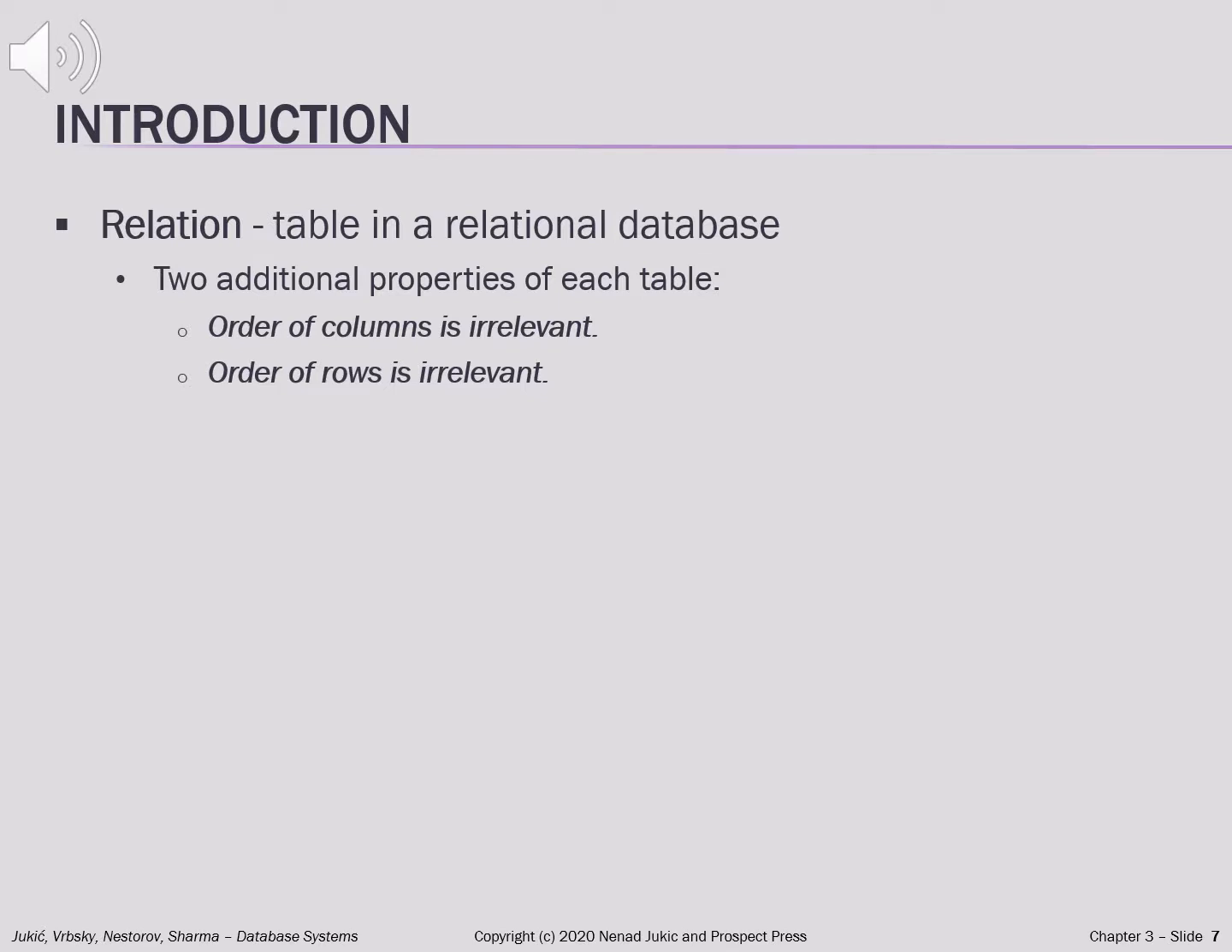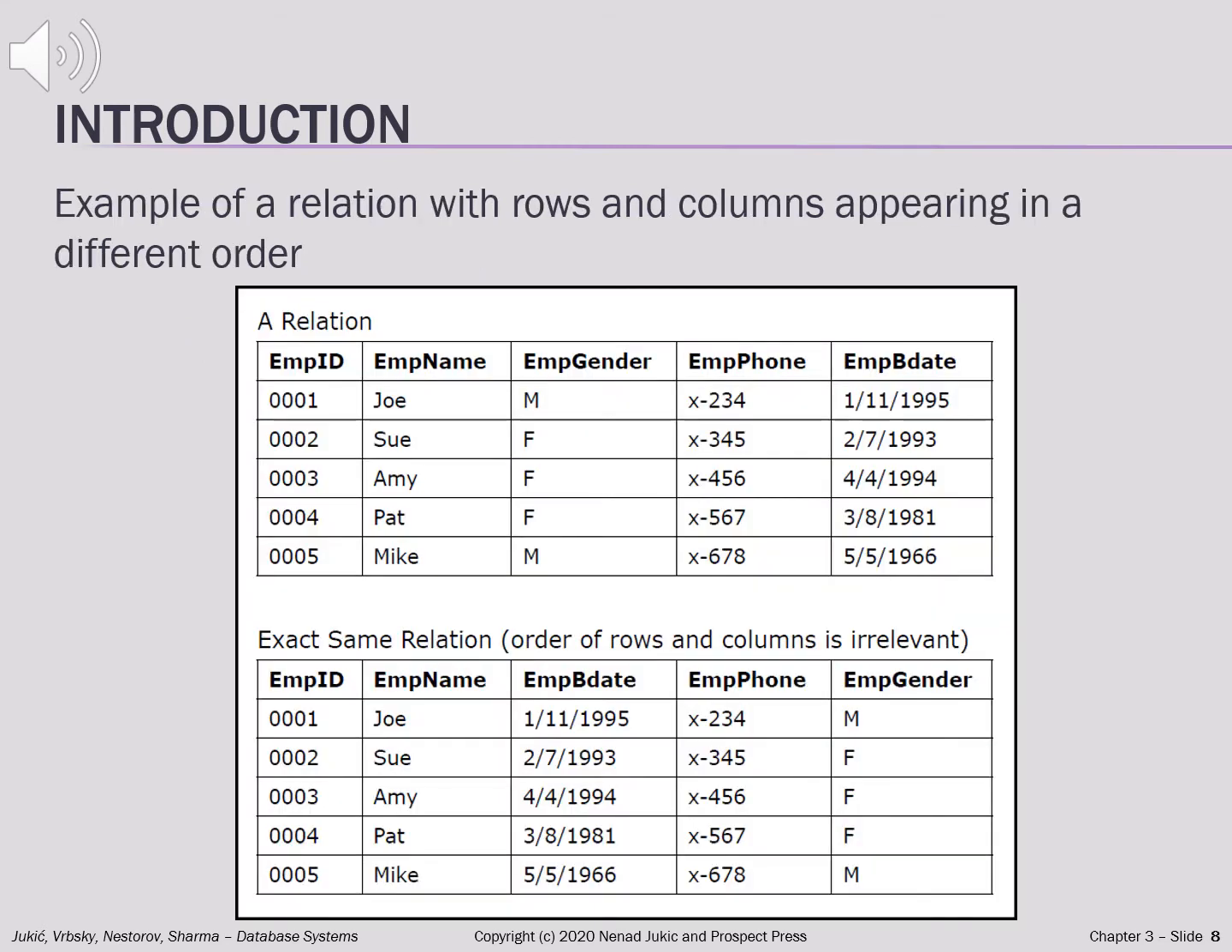Within relational tables, the order of columns is irrelevant, and the order of rows is irrelevant. Here we see an example of the same relation with rows and columns appearing in a different order. The important thing to note is that changing the order of columns or changing the order of rows does not change the relational table. This allows for sorting and unsorting rows and columns of relational tables.